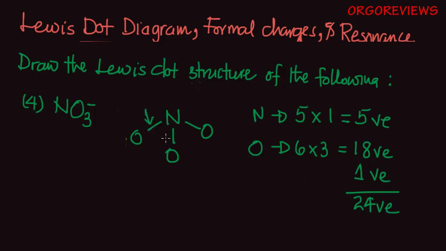Remember that each of these bonds contains 2 electrons. So already we've spent 6 electrons. That leaves us with 18 valence electrons. We are now going to distribute these 18 valence electrons around these atoms. So let's begin by putting each one of the atoms with 2 valence electrons. We do that, and that spends 8 electrons, leaving us with 10.